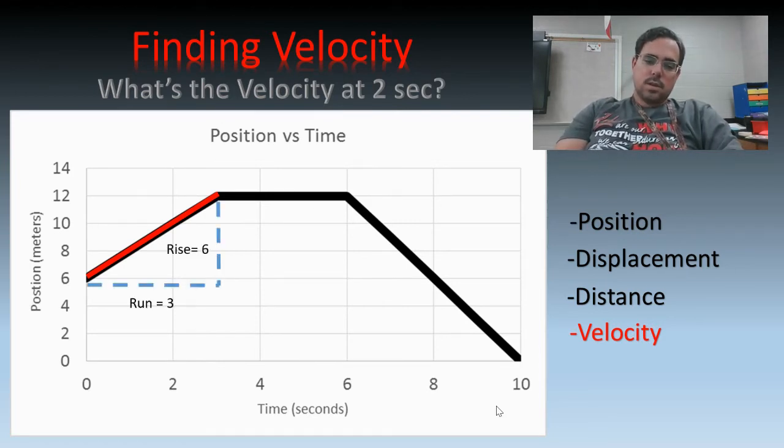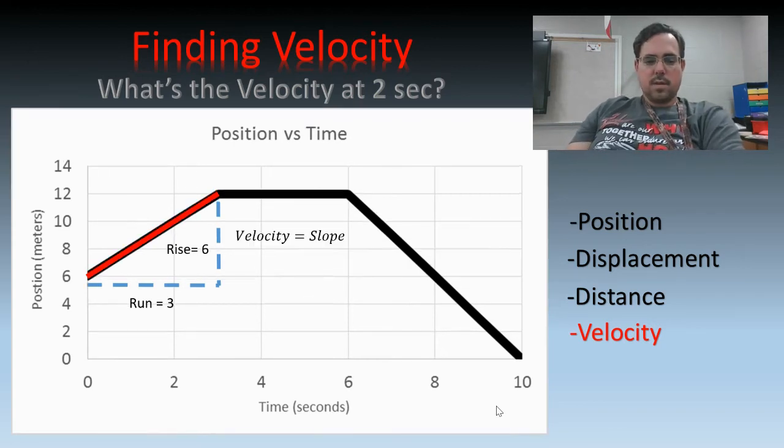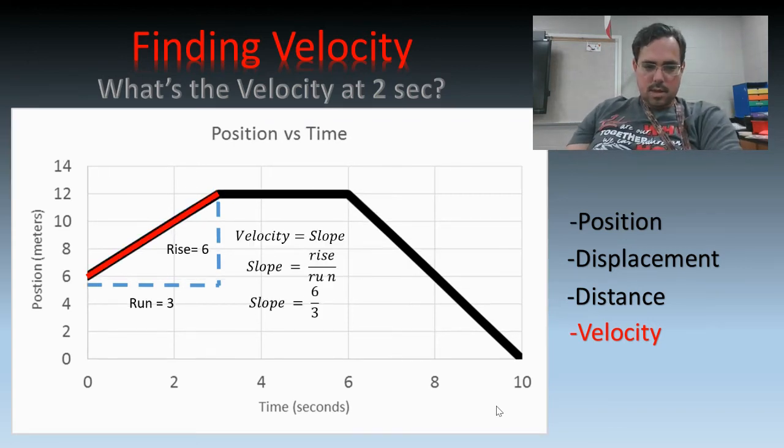How much does the graph go up? It goes from 6 meters up to 12 meters. So that's a rise of 6. How much does it go across? It goes from 0 seconds to 3 seconds. That's a run of 3. Now we just divide those numbers. That tells us the slope, and the slope tells us the velocity. So the velocity during this first 3 seconds was 2 meters per second.